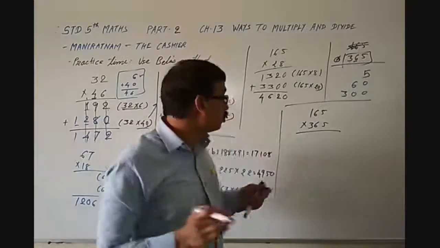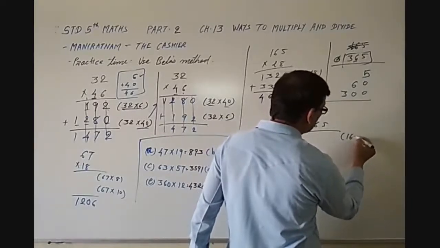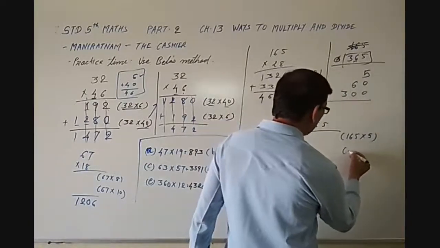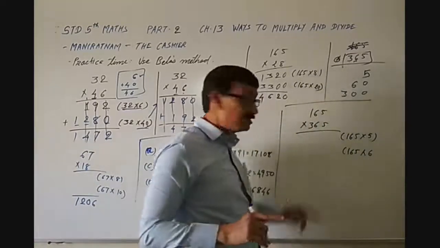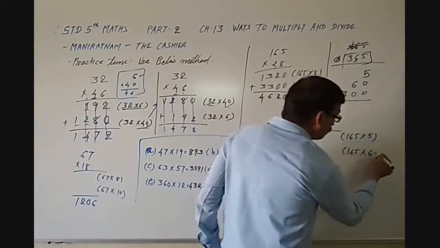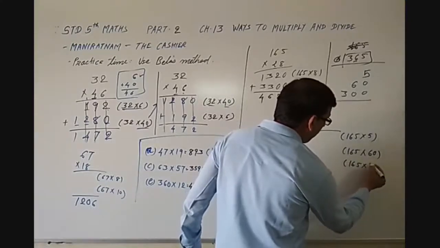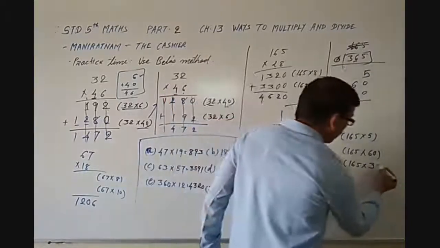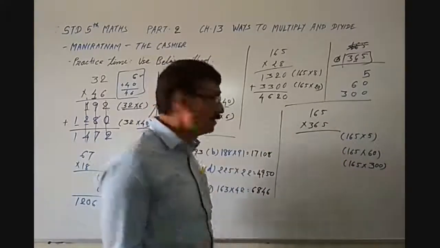And in such way, we should go for the multiplication also. So first of all, we will go for the multiplication 165 multiplied by 5. Then after, we will go for the multiplication of 165 multiplied by this 6. But this 6 is not only 6. The value of this 6 is 60. That is why we should go for 60. And then after, we should go for the multiplication 165 multiplied by 3. But the value of this 3 is 300. Remember that. So we should multiply by 300. Okay. Now, let's go for the multiplication.